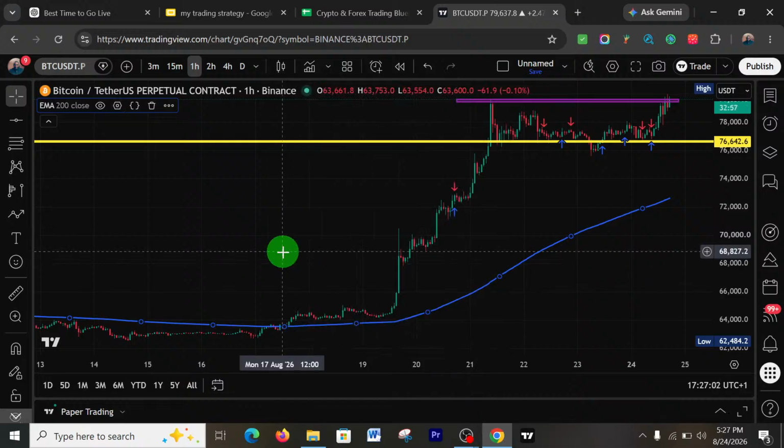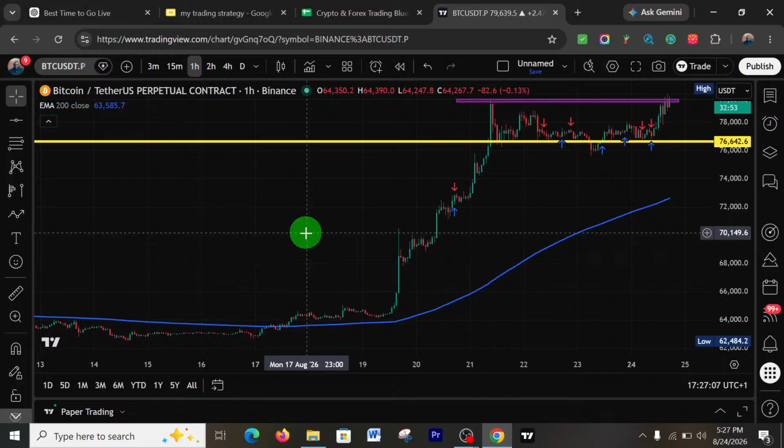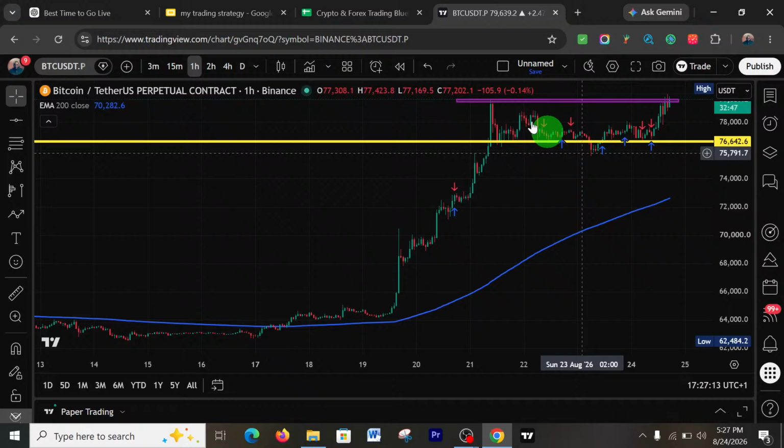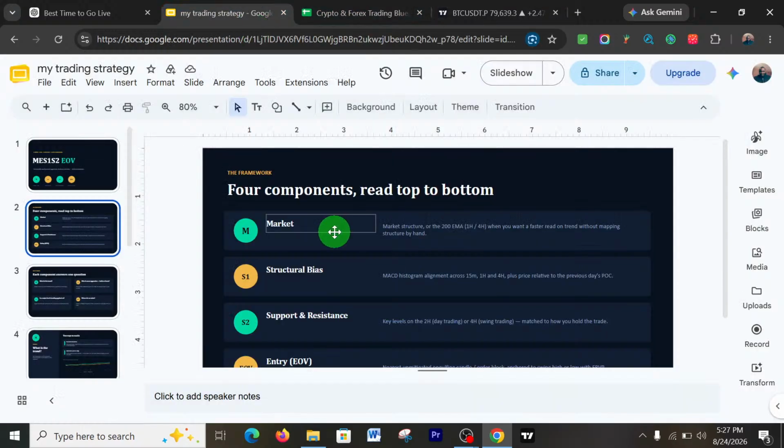So anytime you put it on your chart, it will be 200 EMA by default. So this is clearly an uptrend, and what do you do in an uptrend? Long positions only. So that's the very first component of the strategy.